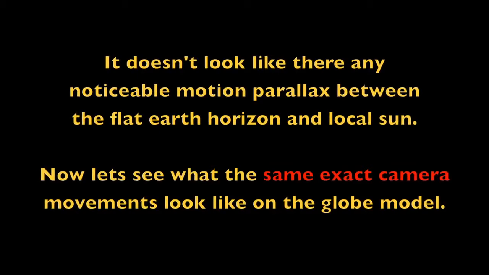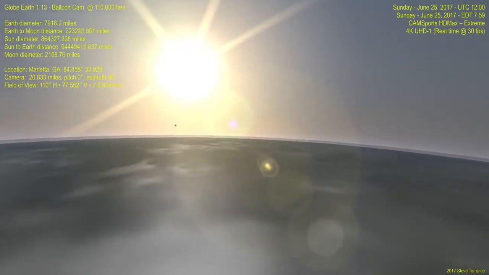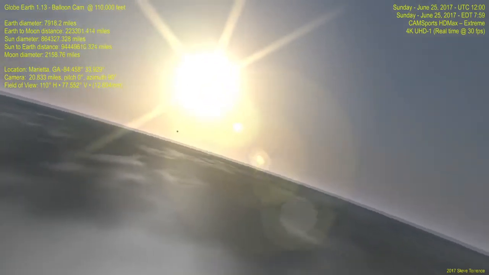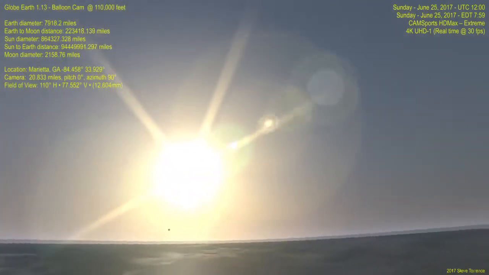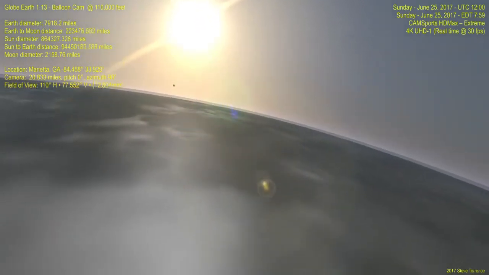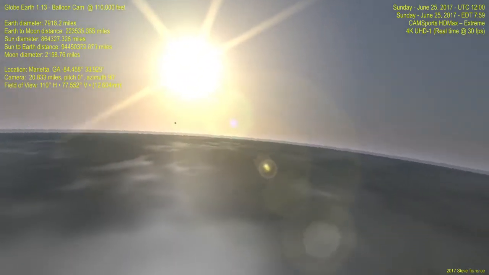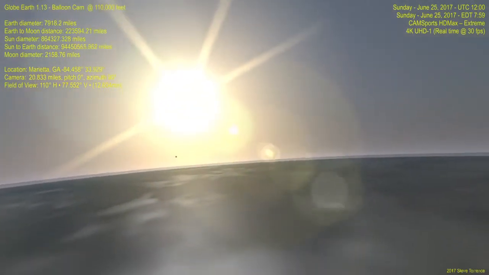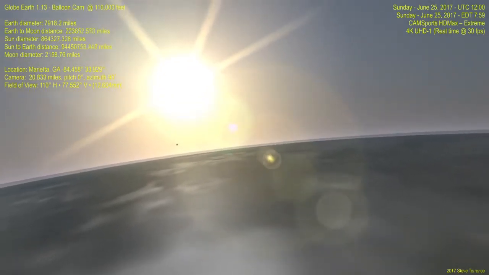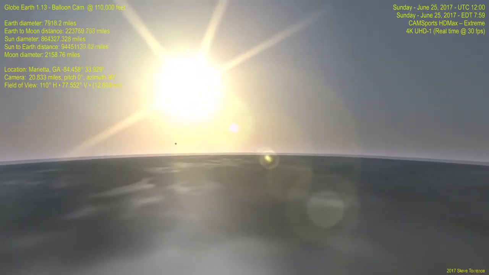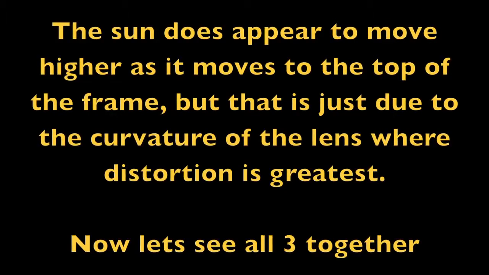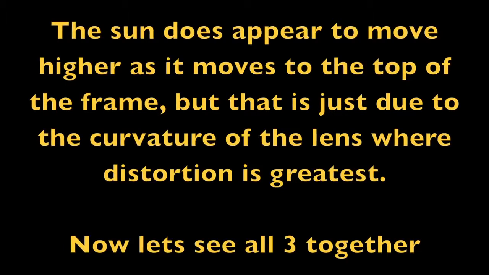Now let's see what the same exact camera movements look like on the Globe Earth model. The sun does appear to move higher in relation to the horizon as it moves up to the top of the frame, but I think that is just due to the curvature of the lens, where distortion will be the greatest. Now let's see all three together.